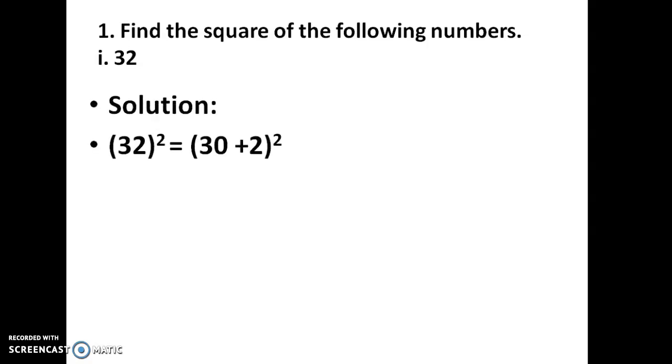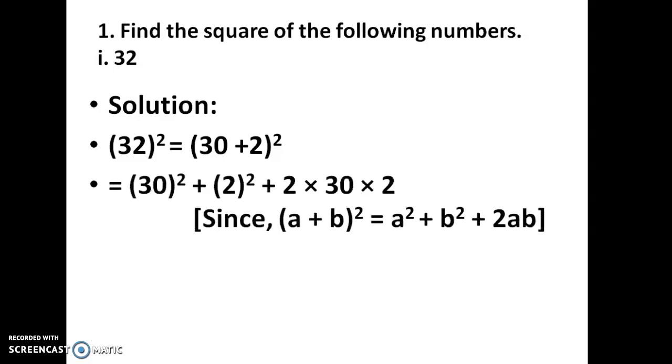So 32 square can be written as 30 plus 2. 32 is split into 30 plus 2. So it is of the form a plus b the whole square. Now use that formula, a plus b the whole square equal to a square plus b square plus 2ab. Since these two are of the same form, we are using this formula. a is 30, so 30 square, b is 2, so b square, plus 2 into a into b, that is 2 into 30 into 2.